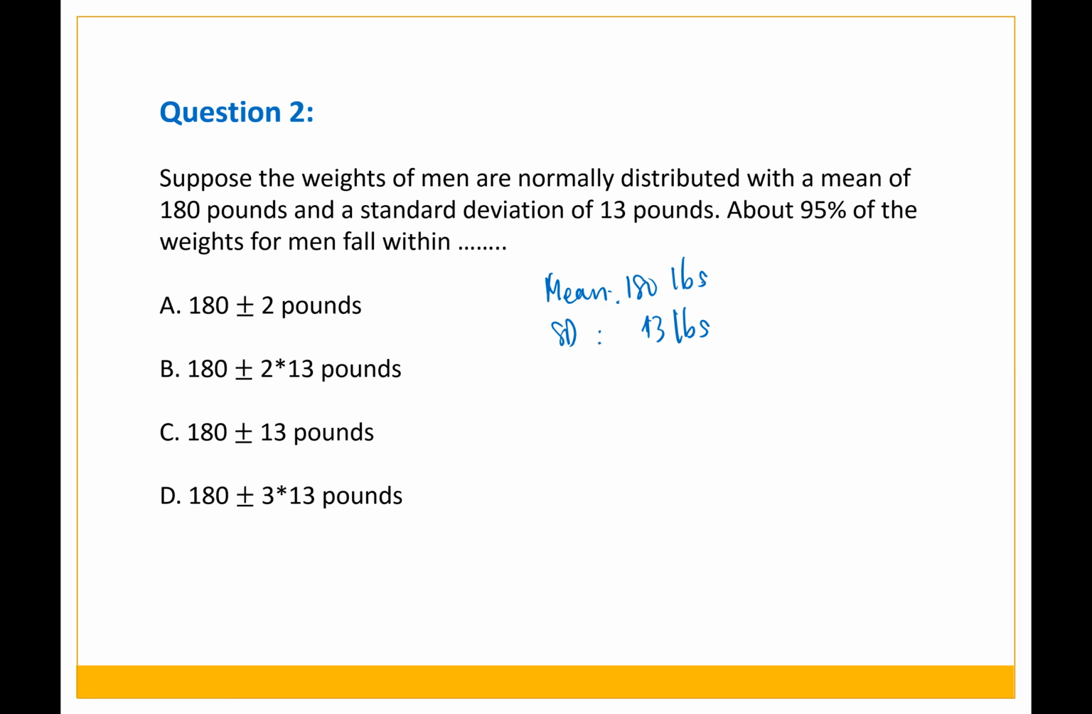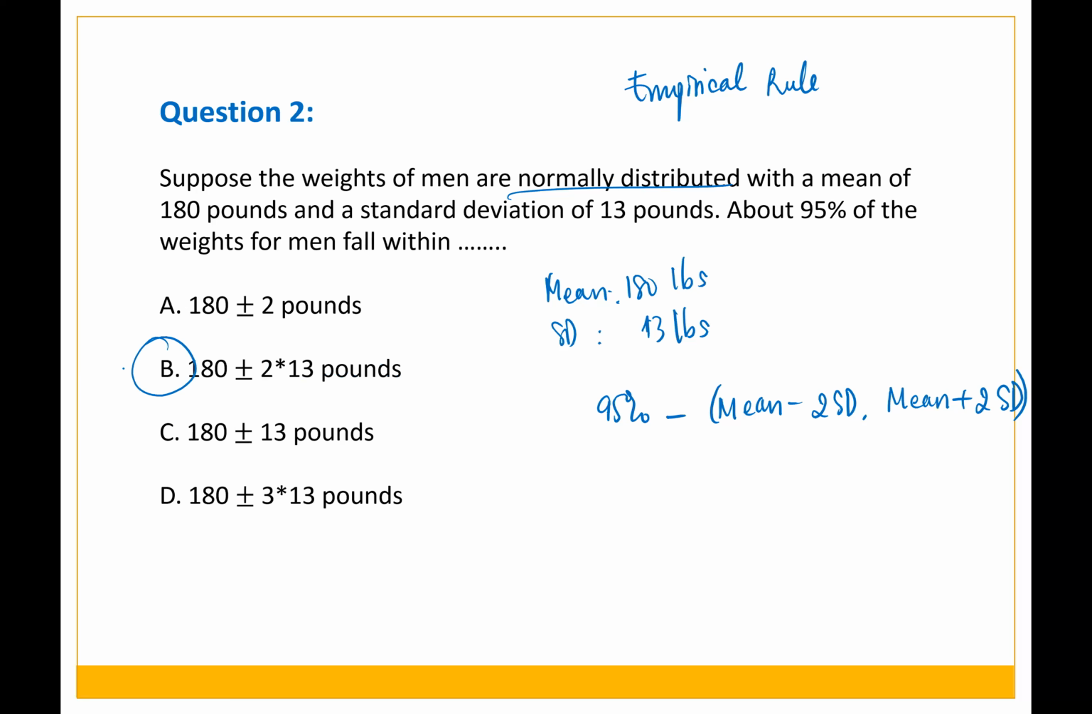Since we are already given that the distribution is normal, we can use the empirical rule to solve this question. So here we have 68, 95, and 99.7. The interval that fits 95% of the population is from mean minus 2 standard deviations to mean plus 2 standard deviations. So it's going to be 180 plus or minus 2 multiplied by 13 pounds. So B is the answer.